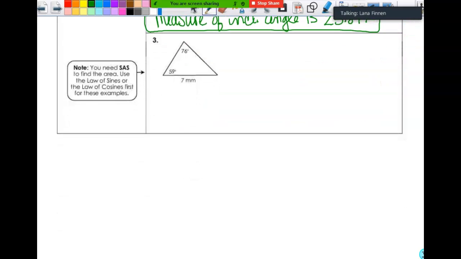I want to find the area. In order to find the area, I have to have 2 side lengths. I don't have 2 side lengths here. I only have one of them. Do I have enough information to find another side length? Yes, I do.